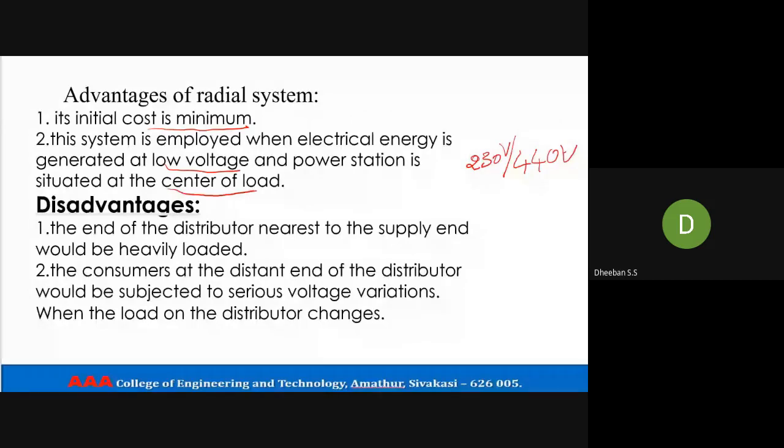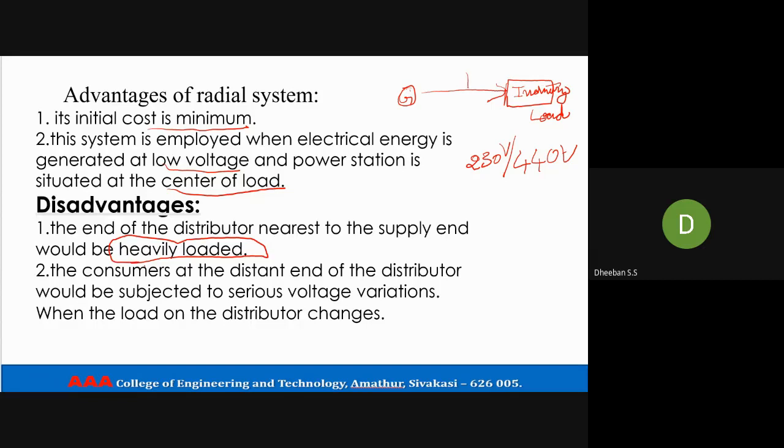For example, there is an industry, which is the load. If the generation part is nearer to the load, we make use of this kind of radial system. The main disadvantage is that the end of the distributor nearest to the supply end would be heavily loaded.